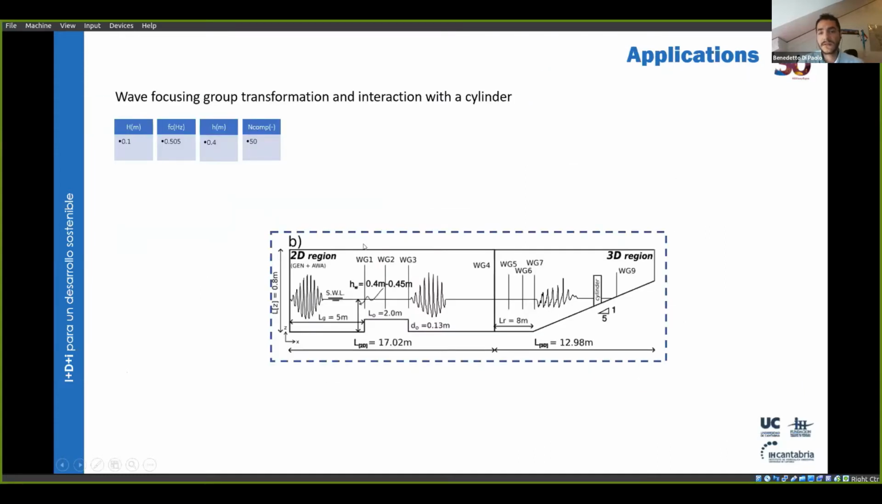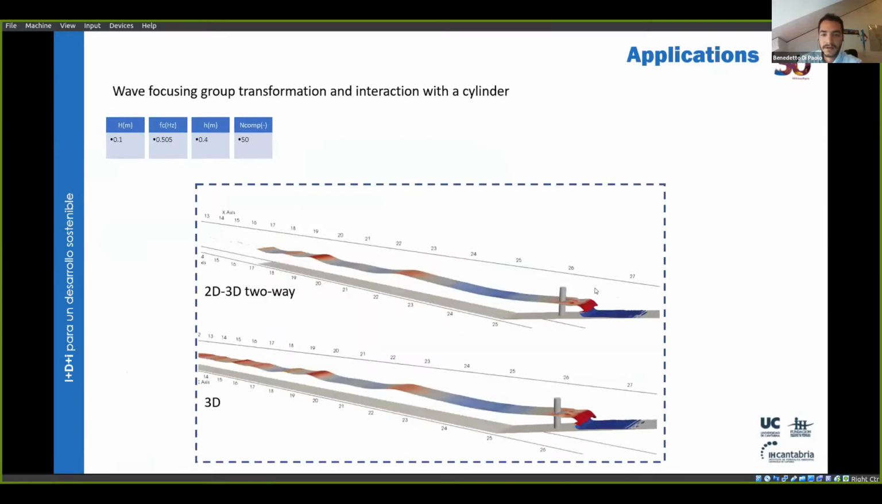So we started with several applications. The first one was highly nonlinear focused wave group interaction with a cylinder. This is a practical case, for instance, of wave interaction with monopile foundation of fixed wind turbines. And here you can see a comparison of a coupled two-way simulation with a three-dimensional one.